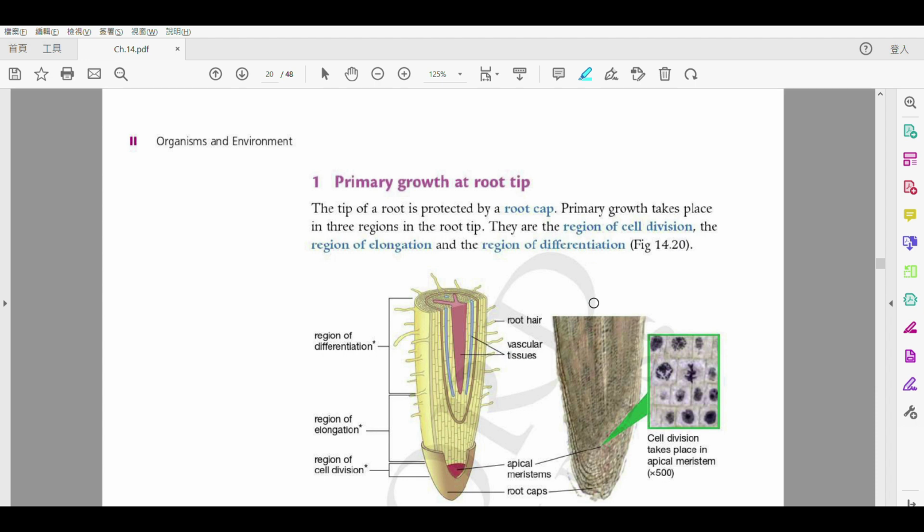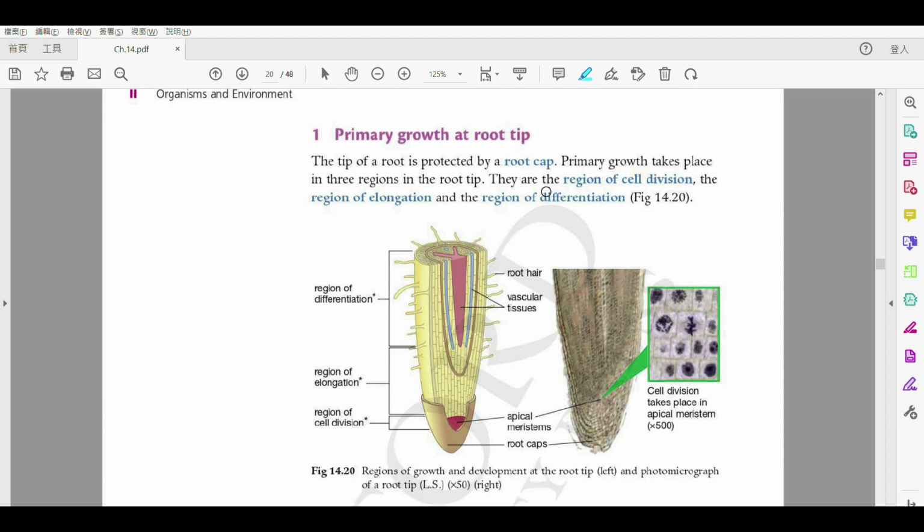Before we actually go to the primary growth at root tip or the stem, we need to know that there are actually three regions of division. And these three regions are called the region of cell division, the region of elongation, and the region of differentiation. Okay, so you don't need to look at this diagram first. We first need to understand what these three regions actually are doing.